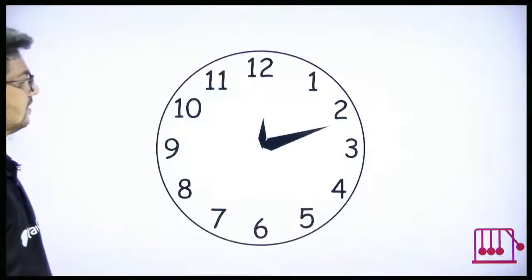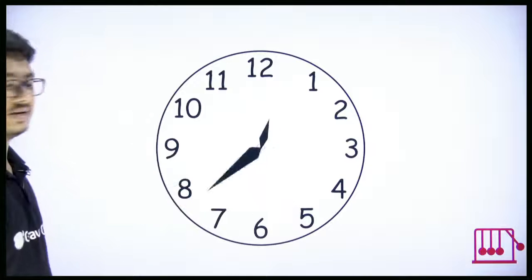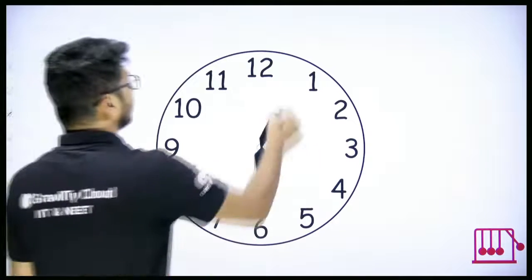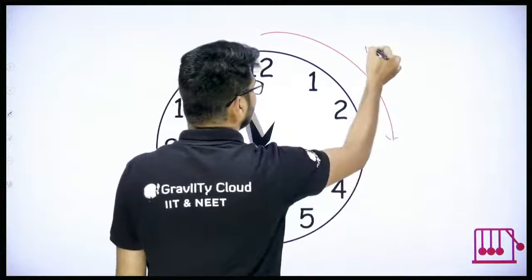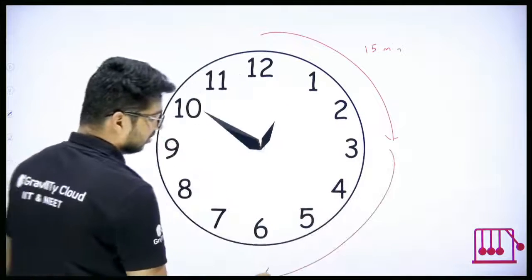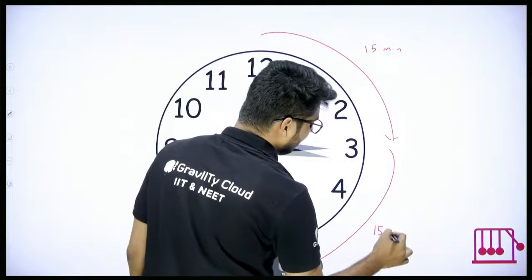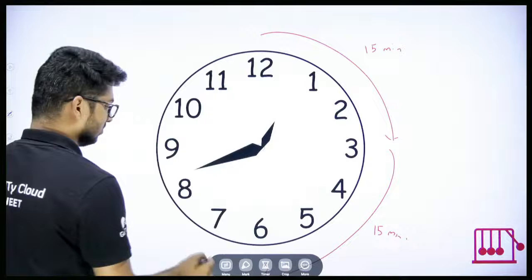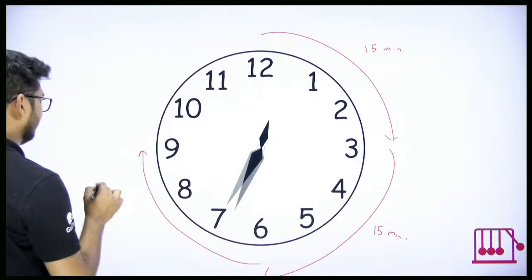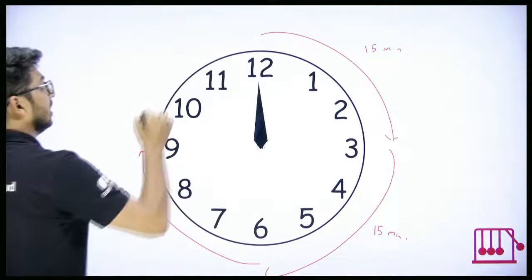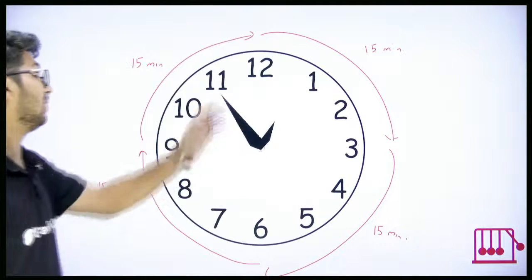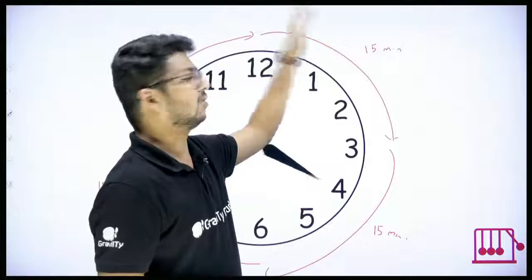I'll explain. Look at this. The minute hand is moving. The hour hand is also moving. But if I look at the minute hand, 12 to 3, how much time does it take? 15 minutes. 3 to 6, how much time? 15 minutes. Only look at the minute hand. Then again 6 to 9, how much time? 15 minutes. 9 to 12, how much time? 15 minutes.